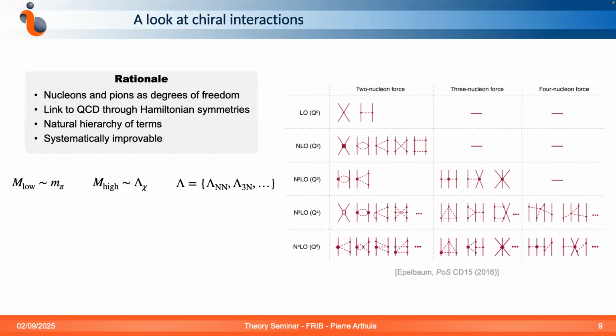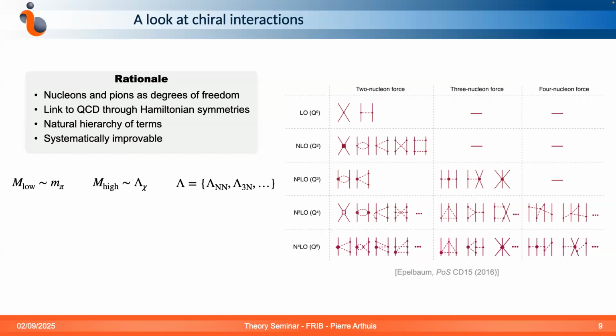We have three-body, four-body, etc. forces that emerge because nucleons actually are not structureless. You have your gluons and quarks inside. So we have to deal with many-body forces, which makes the nuclear many-body problem particularly hard to tackle. The good thing, though, is that with the natural hierarchy of terms, you have a systematically improvable description of the interaction.